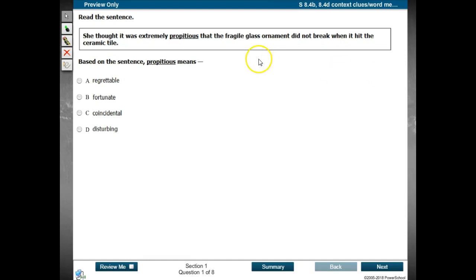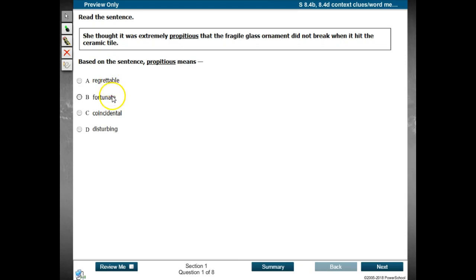So this is just context clues. The question is, what does propitious mean? And I've never heard any of y'all use the word propitious necessarily, but was it a good thing or a bad thing that the fragile glass ornament did not break when it hit the ceramic tile? To determine whether that's a good thing or a bad thing, the connotation, positive or negative, before anything.